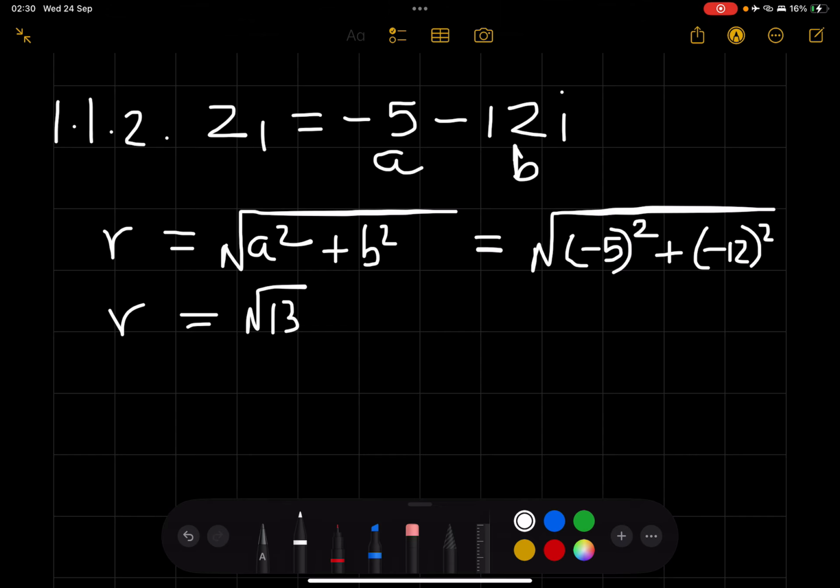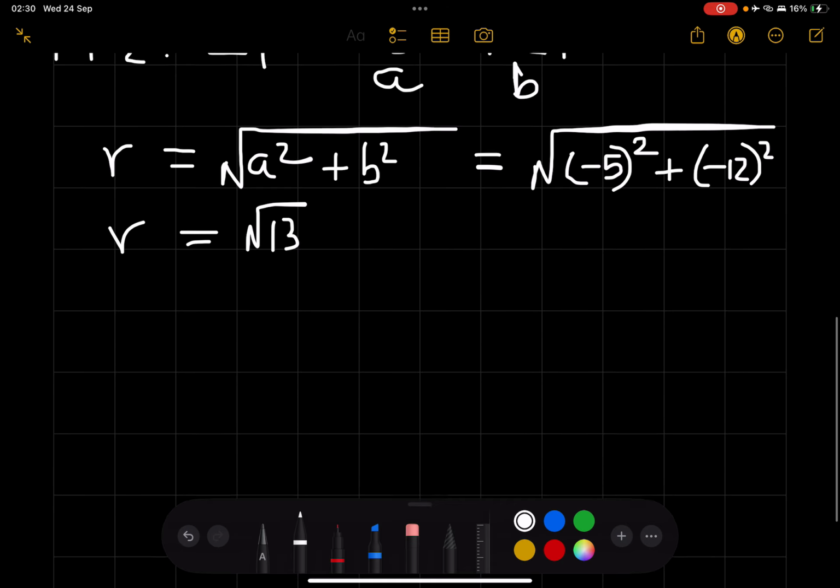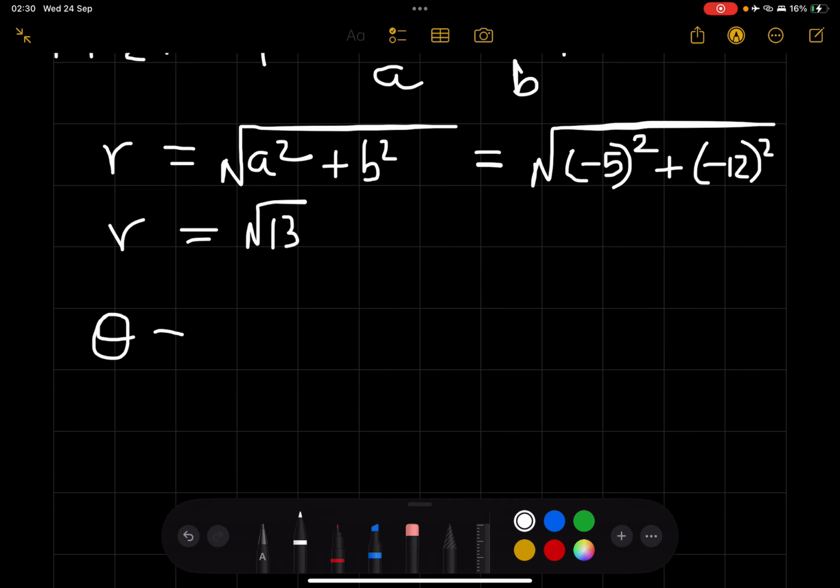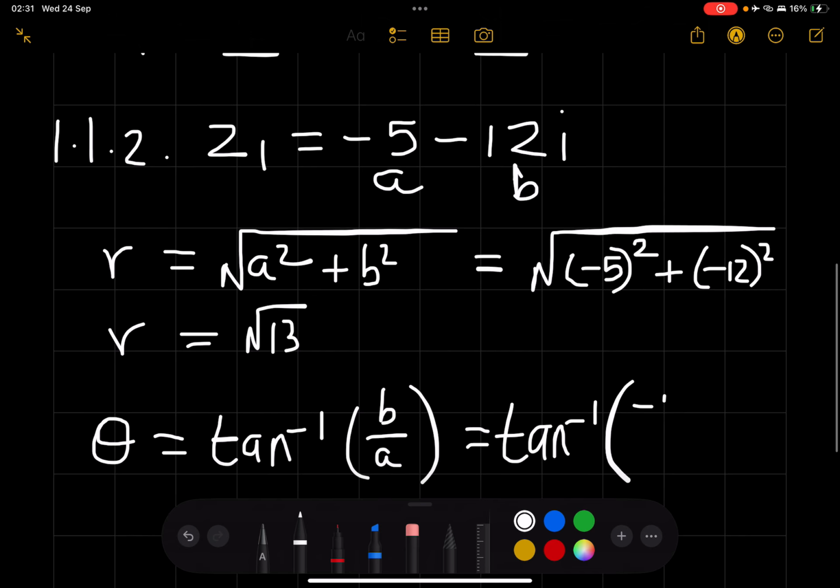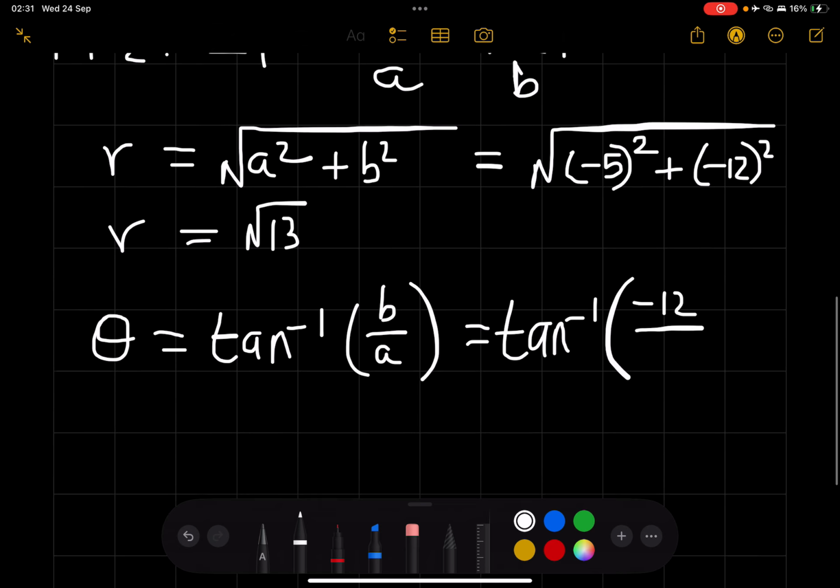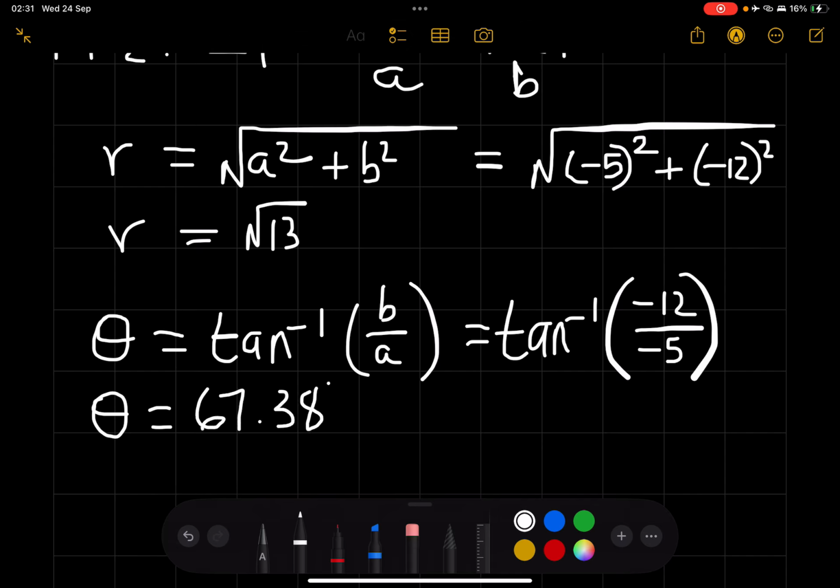Step 2, we need to find the argument or the angle, that is theta. And it's also given on the formula sheet as shift tan minus 1 of B over A. And then we said B is minus 12 over A, minus 5. Right. And when you press that on your calculator, it should give you theta equals 67.38 degrees.